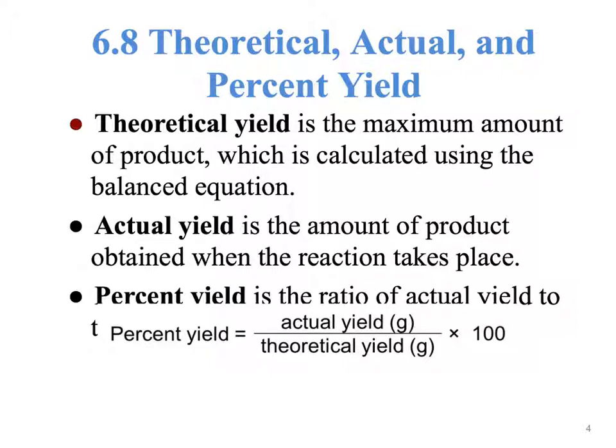The next part that we're going to learn is called theoretical yield, actual yield, and percent yield. The theoretical yield is the maximum amount of product that we can calculate, and that our calculations tell us that we're going to have proceeding with this reaction. The actual yield is the amount of products when the reaction takes place. Sometimes we lose products in the process, and then the actual yield is just how much we ended up with. Percent yield is going to be the ratio. Actual yield divided by theoretical yield times 100.